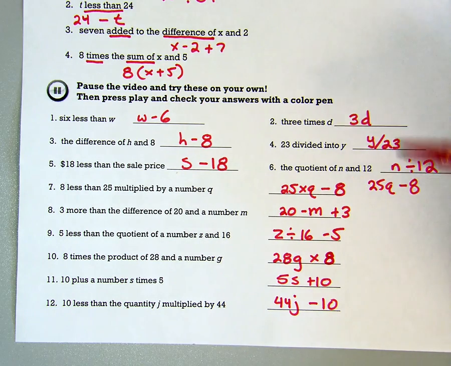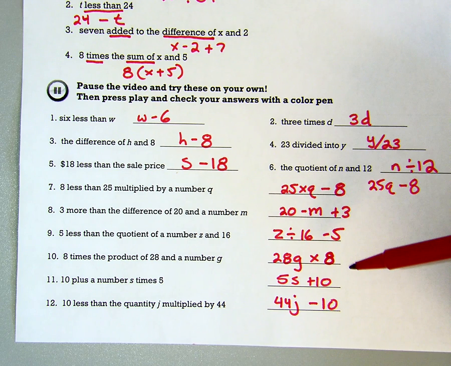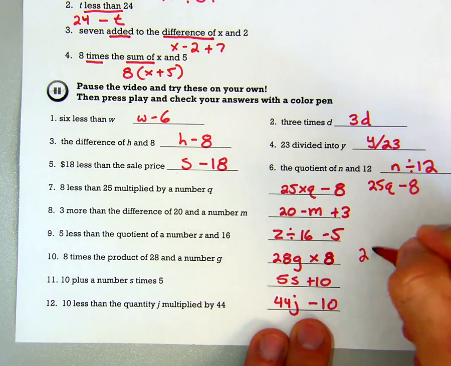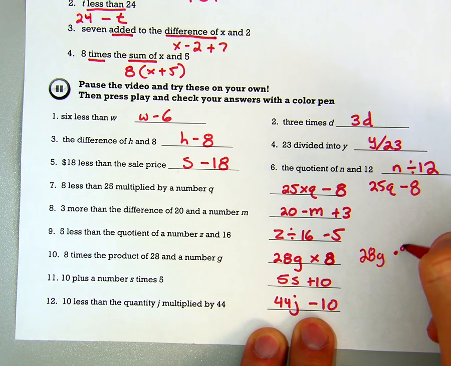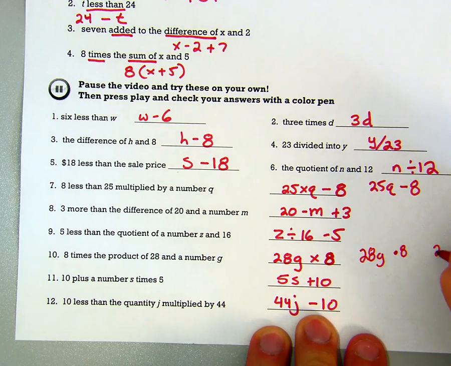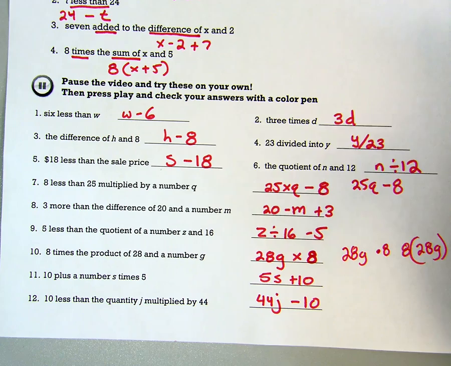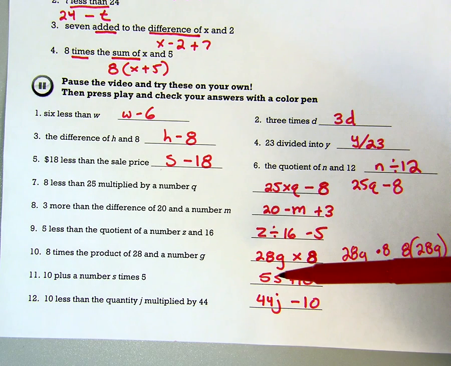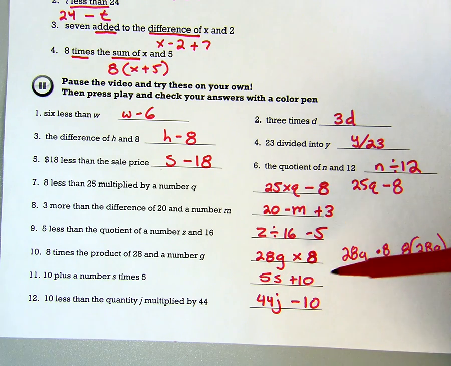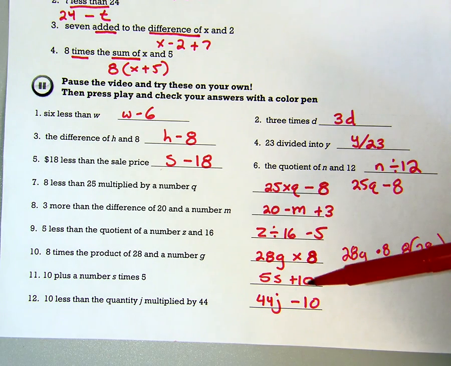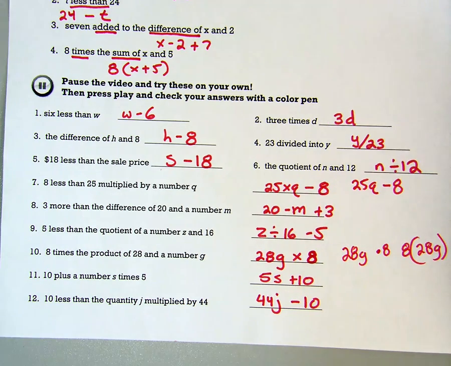Number 10, 8 times the product of 28 and a number g, so I'm going to do 28 times g and then times 8. Again, I use that x symbol there. Another way for you to write it could be 28g, you put a dot, times 8. You could also do 28g, and you can put that in parentheses and put it on the outside. Either one of those work. Number 11, 10 plus a number s times 5. So we're going to do s times 5 first, and then plus 10. And then number 12, 10 less the quantity j multiplied by 44. So 44j, and then 10 less would be minus 10.